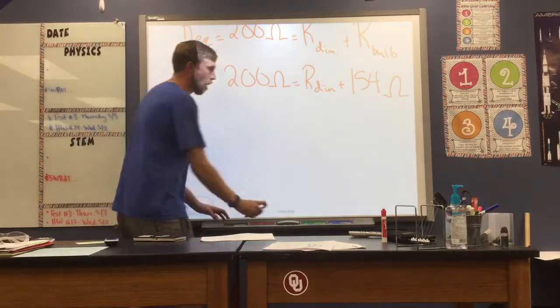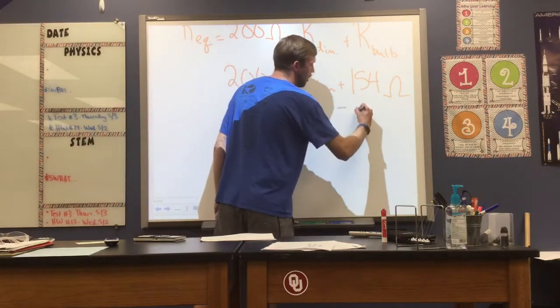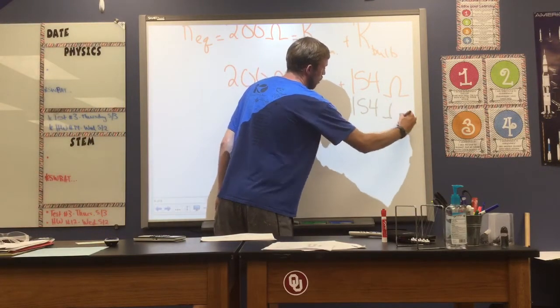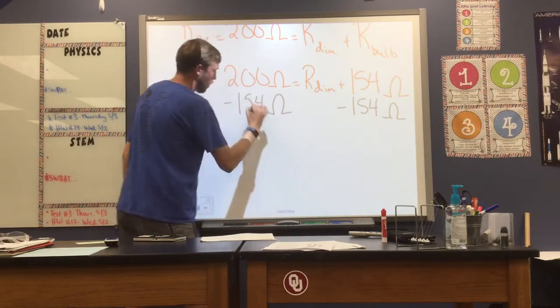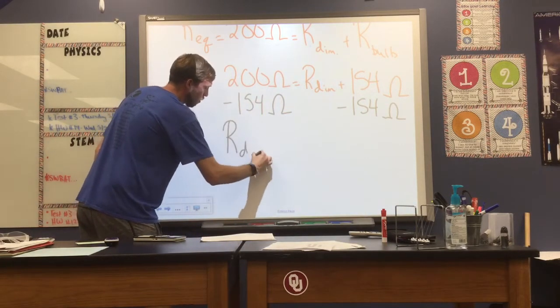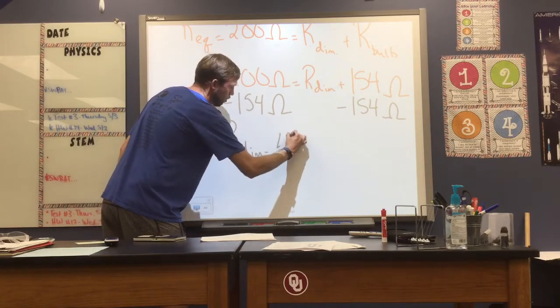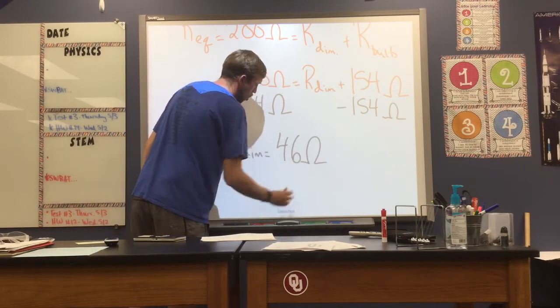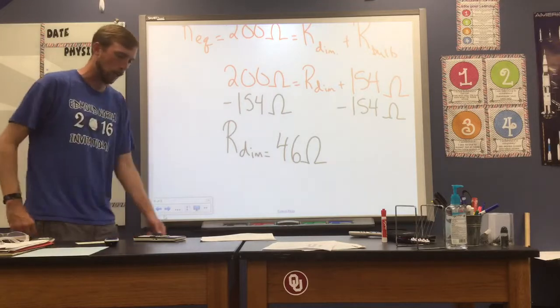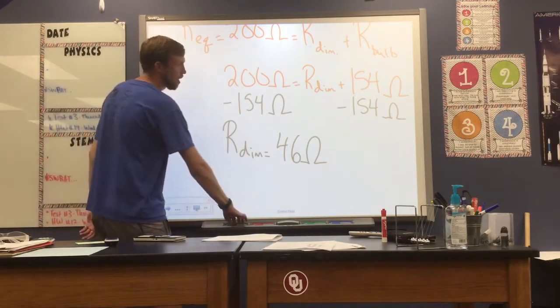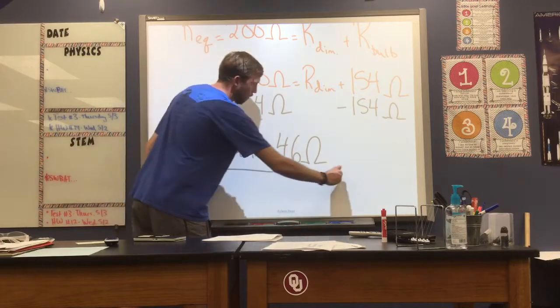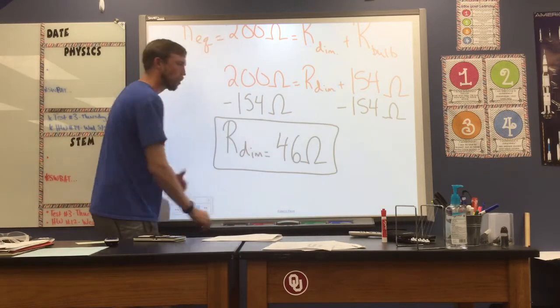And as you can probably tell by now, we simply need to subtract the resistance of our bulb over to the other side of our equation, and we'll get a resistance value for our dimmer that is equal to 46 ohms. So we'll check our answer key. We got about 45.9. We solved for 46. I did a little bit of rounding here. But for the most part, that's going to give us the answer that we're looking for.